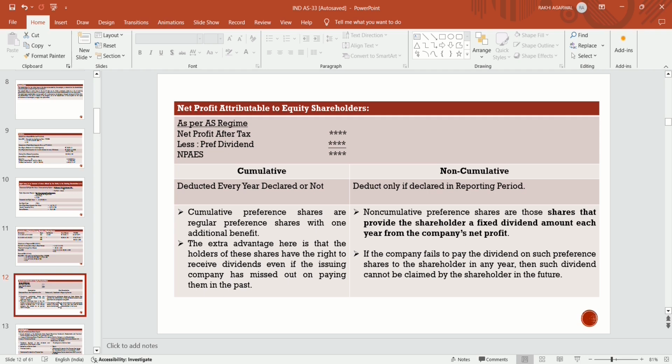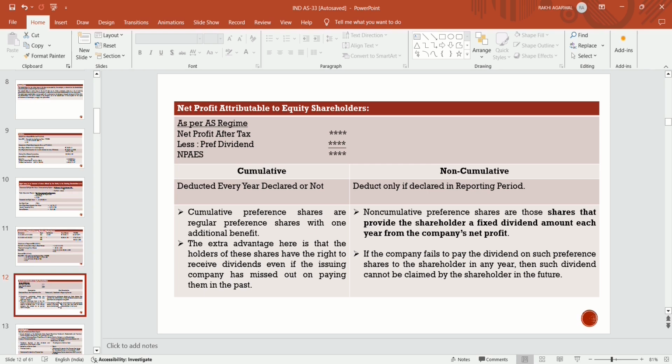So cumulative preference shares are regular preference shares with one additional benefit. The extra advantage here is that the holders of these shares have the right to receive dividend even if the issuing company has missed out on paying them in the past. If in any single year the company missed out on paying the dividend to its preference shareholders, the preference shareholders have the right to receive the dividend even if the entity is not paying or not declaring the dividend due to a cash crunch. But in case of non-cumulative, preference shares are those shares that provide the holder a fixed dividend amount each year from the company's net profits.